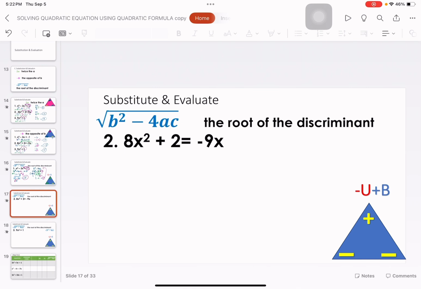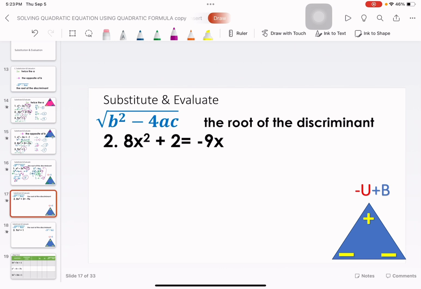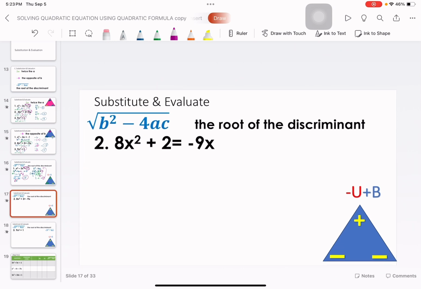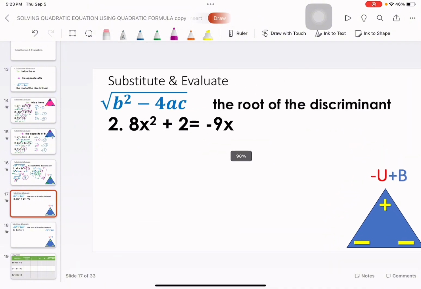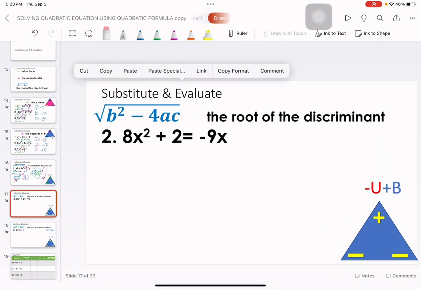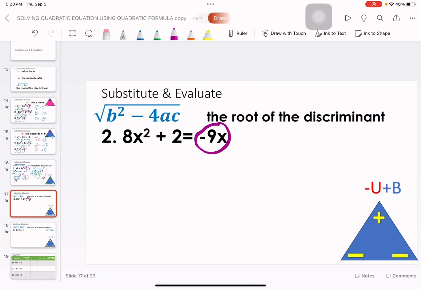Let's now have second example for the root of the discriminant. So, first things first is to have it written in standard form. So, 8x squared plus 2 is equal to negative 9x. So, we should transpose the 9x. Negative 9x to the middle because it's linear term. And we need to write it next to the quadratic term, which is 8x squared. 8x squared to be followed by a linear term, negative 9x transposed. So, we change the sign into positive 9x. And then we copy the constant term 2 equals 0.